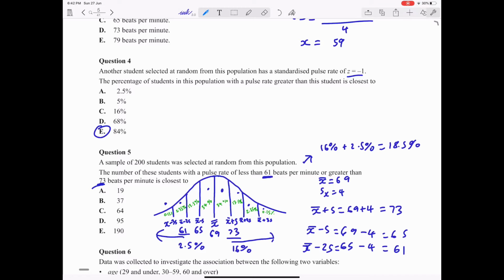So we have a sample of 200 students. We want to find of those 200 students, how many had a pulse rate less than 61 beats per minute and how many had a pulse rate greater than 73 beats per minute. So if you do 18.5% over 100, to represent it as a percentage, times the sample, which was 200 students, put that in your calculator and you'll get 37. So we know that 37 students had either a pulse rate less than 61 beats per minute or greater than 73 beats per minute, so therefore B is the correct answer.